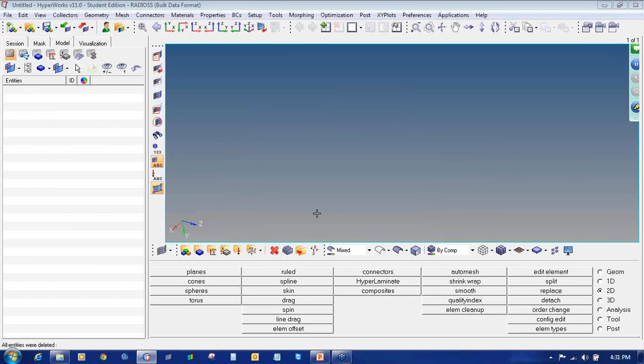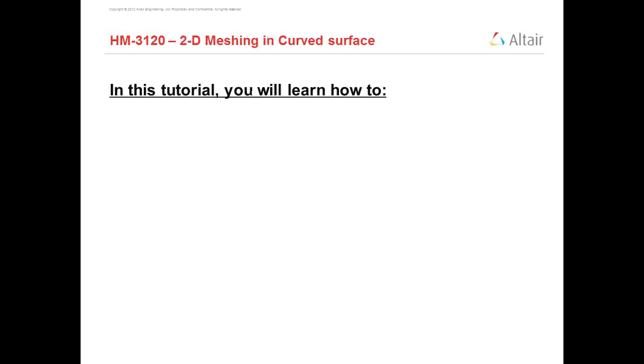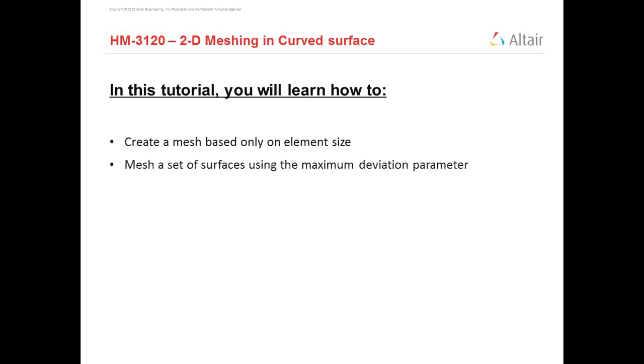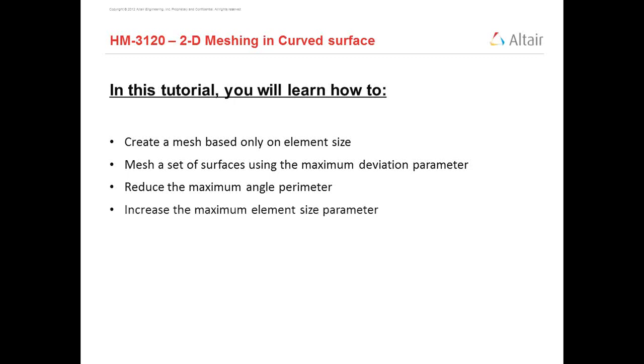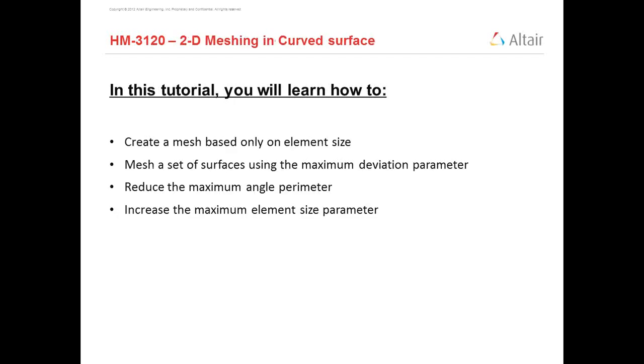So I will click new, and now we'll move to the next tutorial, that is how to do the meshing in curved surfaces. There are some interesting options available in HyperMesh to do the meshing in curved surfaces. So we will see that. So create a mesh based on element size. In this tutorial we will see create a mesh based on element size, then mesh a set of surfaces using maximum deviation parameters, reduce the maximum angle parameter, increase the maximum element size parameter. So that we will see how to do that.